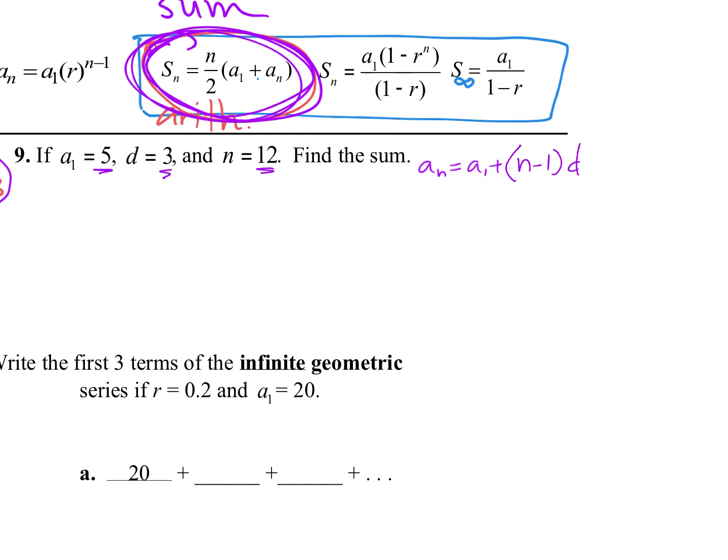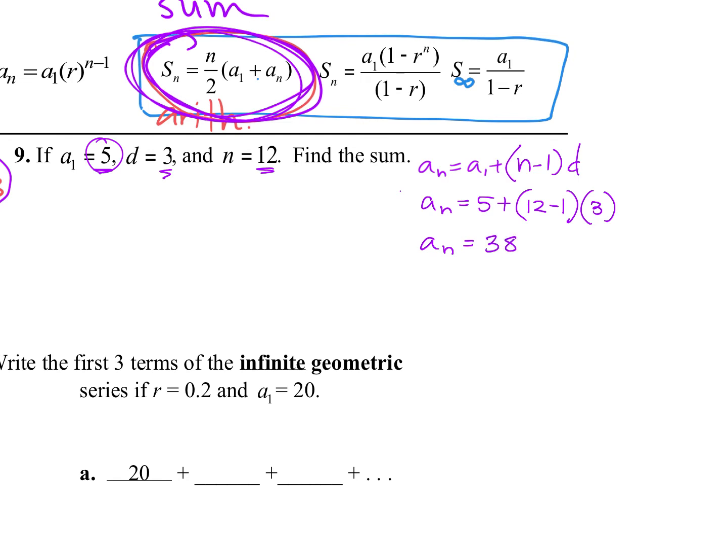I know a sub 1, d, and n. So if I plug that in, a sub n is what I'm looking for. I'm just going to plug in all those values. So a sub 1 is 5 plus n is 12 minus 1, d is 3. Okay, that you can plug into your calculator exactly how you see it. 5 plus 12 minus 1, or 11 times 3, means a sub n is, that comes out to 38.